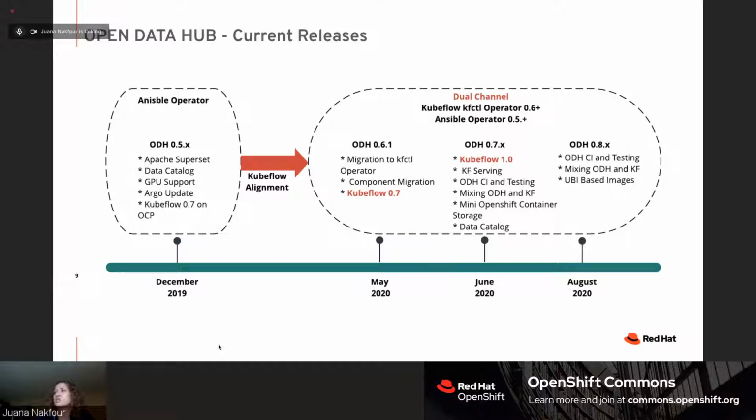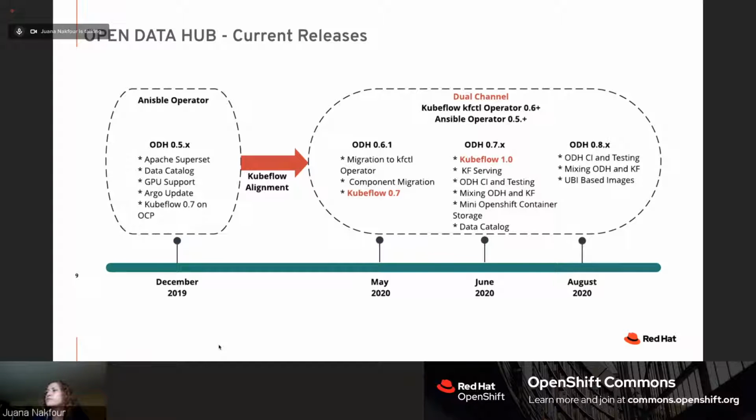One is the legacy channel, which is the Ansible operator, and that has all the different components that we had originally. And one is the 0.6 beta channel, and that will have the OpenDataHub migrated components to the new manifest that we have with Kubeflow, and it will also install Kubeflow for you. And then I will show you this in a little bit.